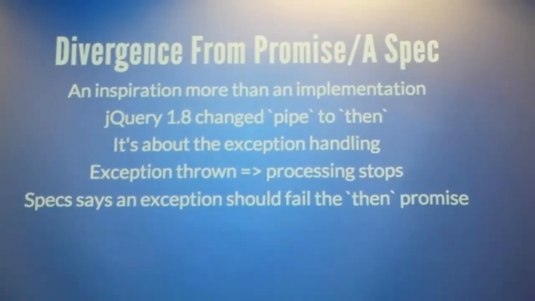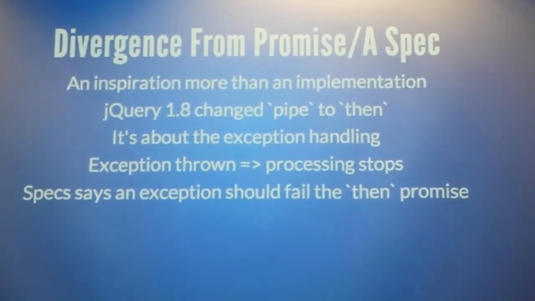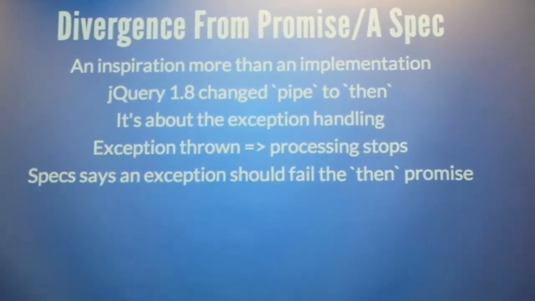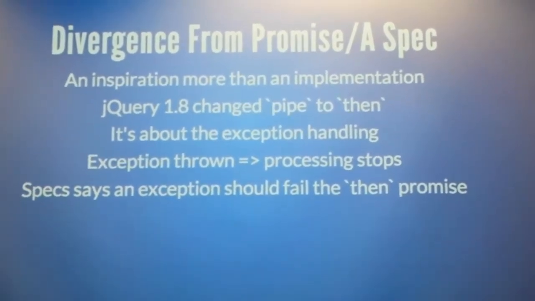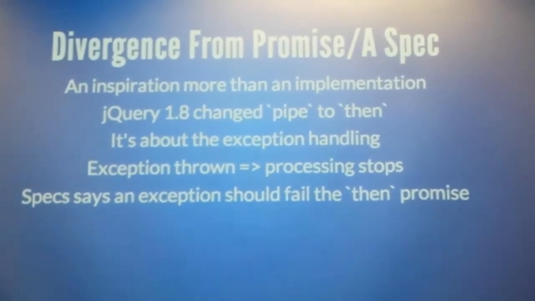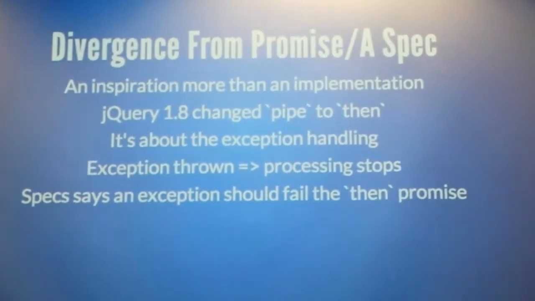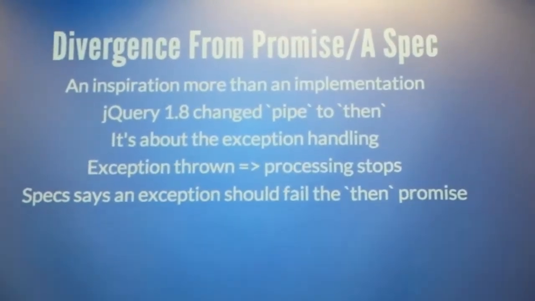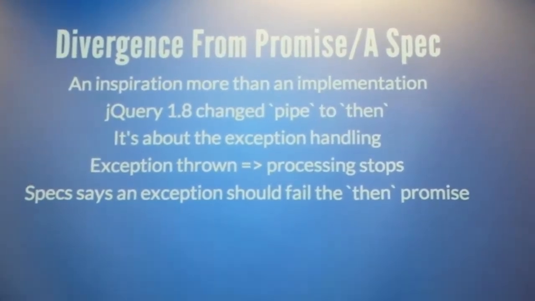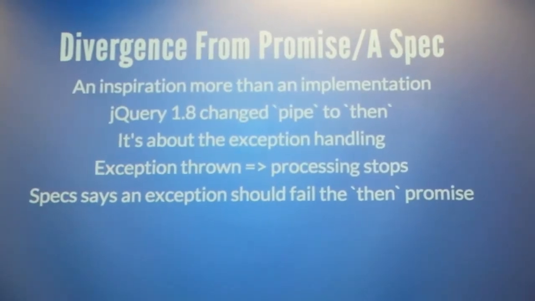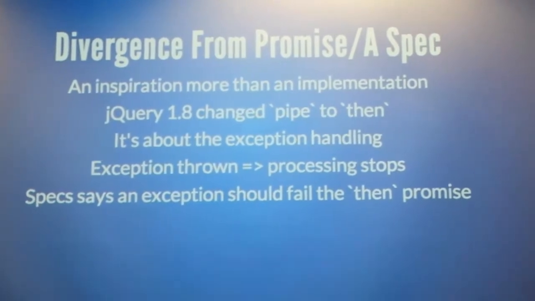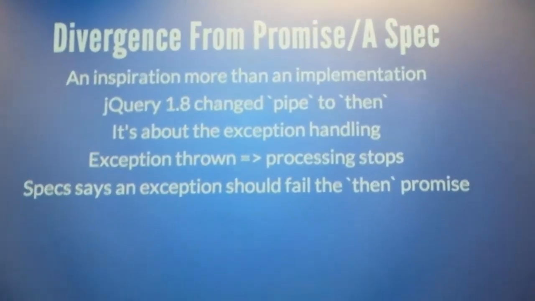Now, if you look at the divergence from the promise A+ spec, it was always more an inspiration than a true implementation. The big change was in jQuery 1.8, where the pipe method was changed to then. So I'm not going to explain why it was very important. I've got links at the end that explain, and there's like a 10-page long bug report about people complaining about it being broken, and that's a big drama and everything. But really the big difference between the jQuery implementation and the promise A+ spec is about the exception handling.